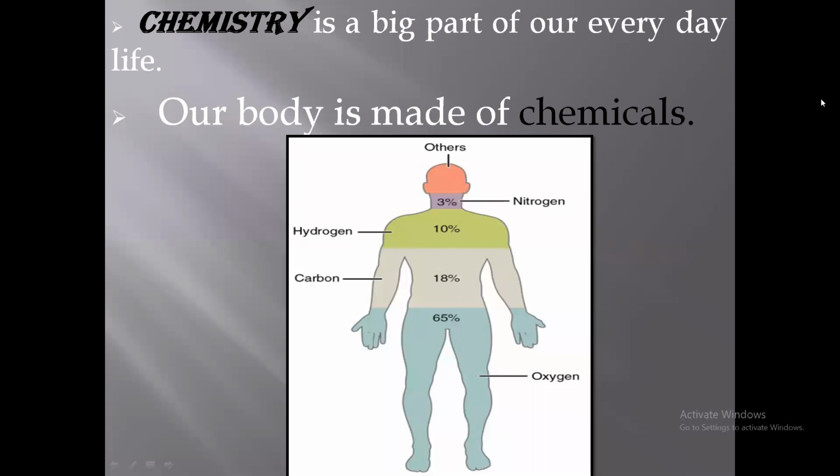Chemistry is a big part of our everyday life because everything we do is chemistry. Even our body is made up of chemicals, which are a combination of different elements, like nitrogen, oxygen, hydrogen, carbon, and other elements present in our body. Each and every element has a specific percentage in our body. One can find chemistry in daily life, in the food we eat, the air we breathe.